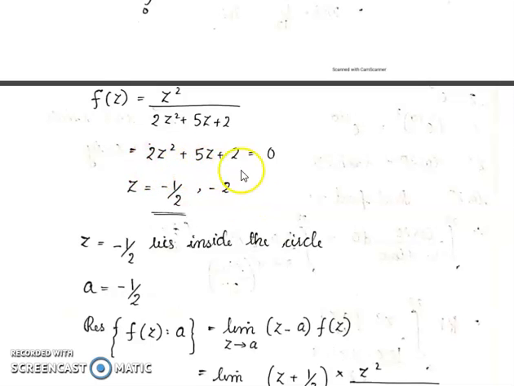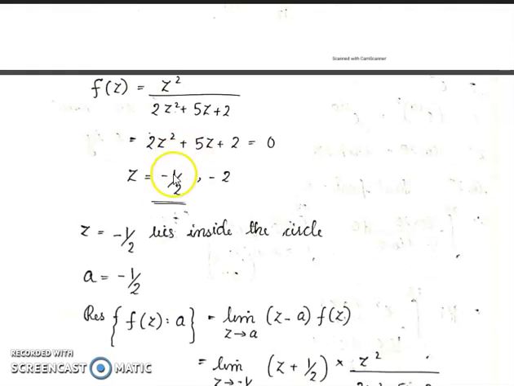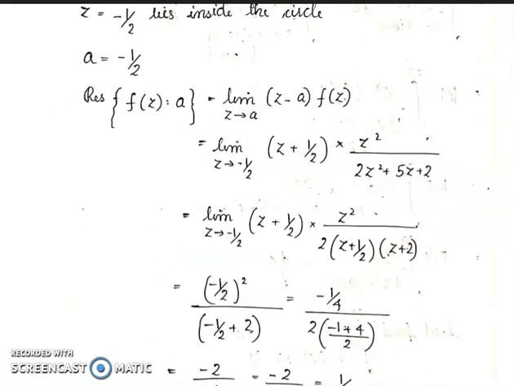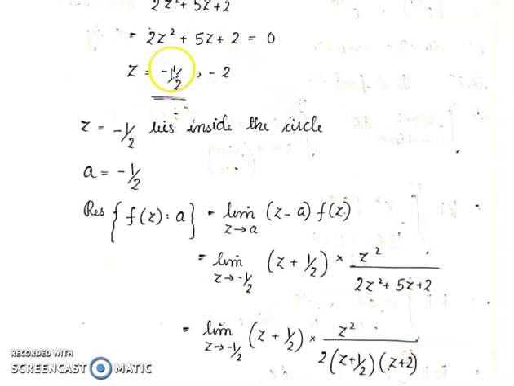You can use the formula minus b plus or minus root of b square minus 4ac by 2a. You get these two values. Since it is a unit circle, the radius is 1, and minus 1 by 2 is less than 1, so it lies inside. The modulus of minus 2 is greater than 1, so it lies outside. For the inside value, let us find the residue. So you know how to find residue, right? You can apply that formula and find the residue. Once you split this, you should be careful. Since the roots are these two terms, the denominator is z plus 1 by 2, z plus 2. Also, since you have 2 here, 2 should be taken as a common term.